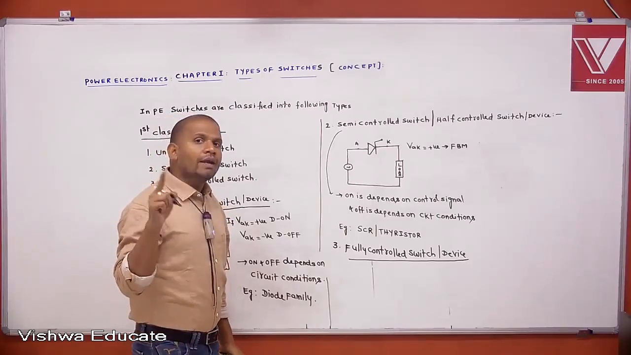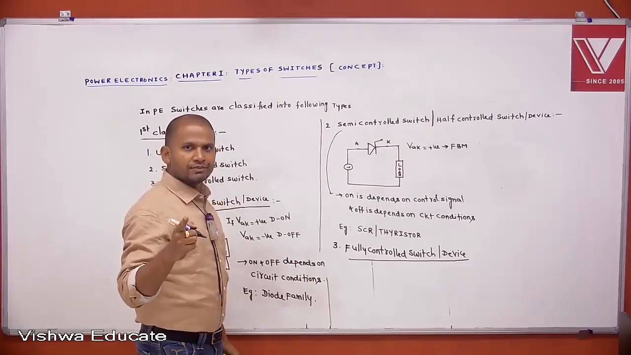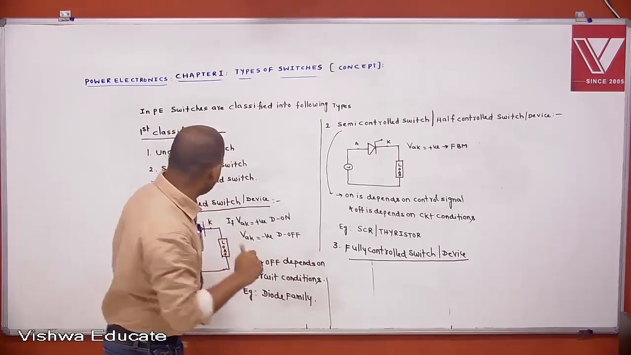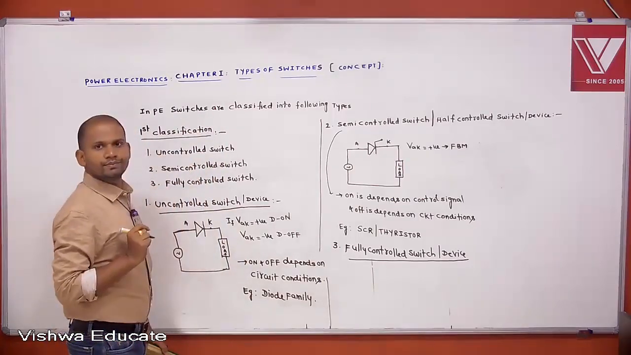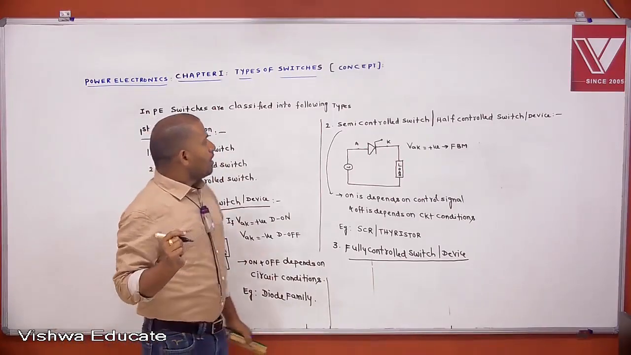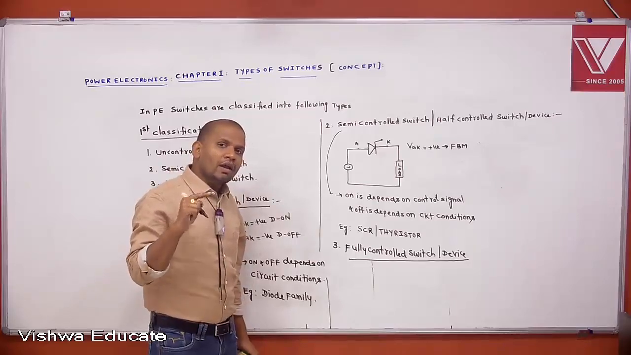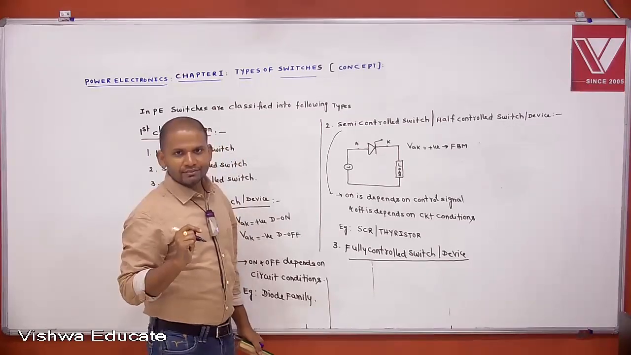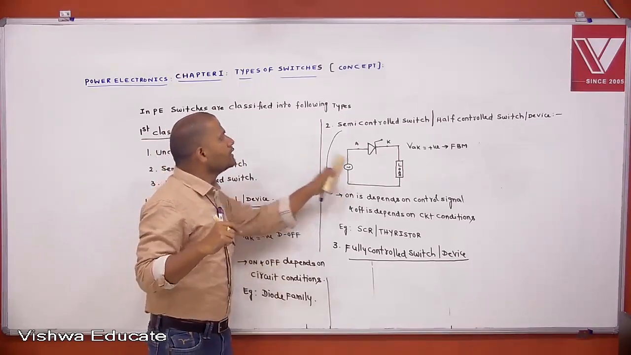Both are on and off circuit conditions. Then what is that switch? Uncontrolled switch. On is control signal, off is circuit condition. Then what is that switch? Semi-controlled switch.